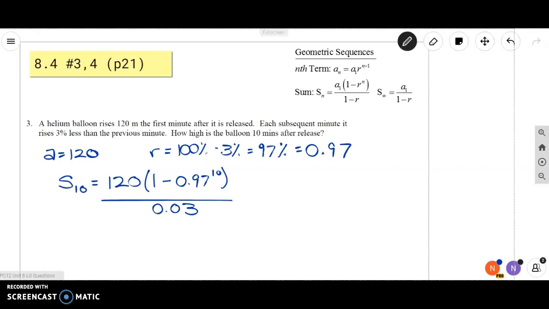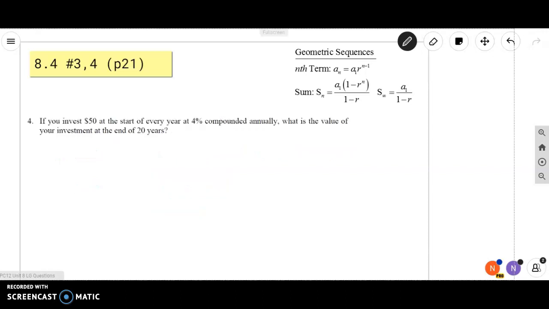And let's go ahead and take a look at question 4 as well. For this one, if you invest $50 at the start of each year at 4% compounded annually, what is the value of your investment at the end of the 20 years? So the idea behind this one is that $50 that you originally invested, after 20 years, it will have received compound interest every year. But at the end, after that, when you're putting in another $50, that's only going to receive the compound interest for the years after that. You're not going to get retroactive interest.